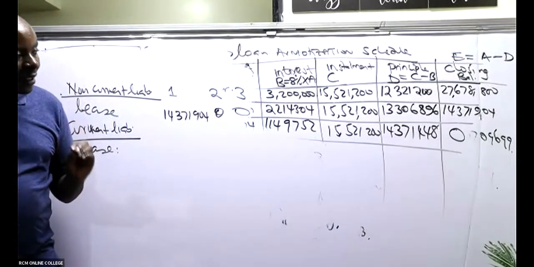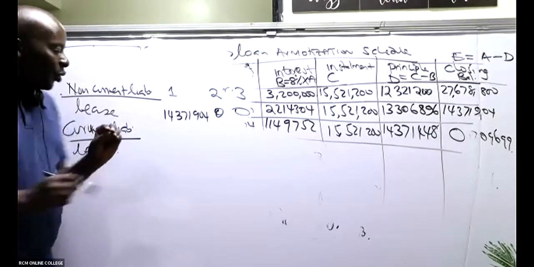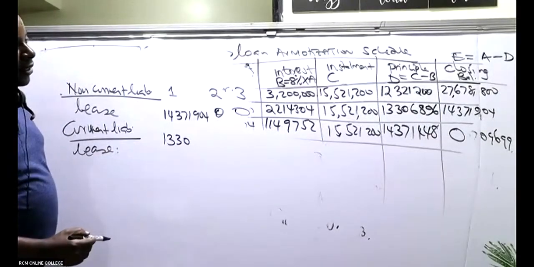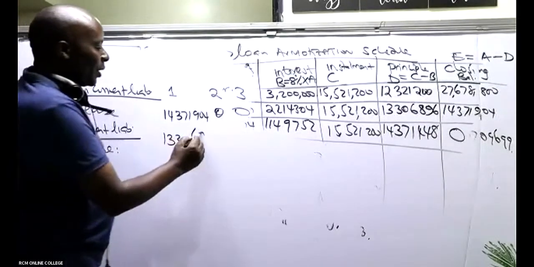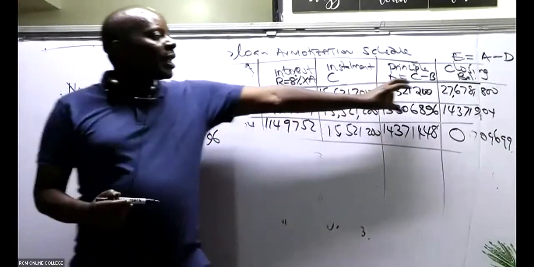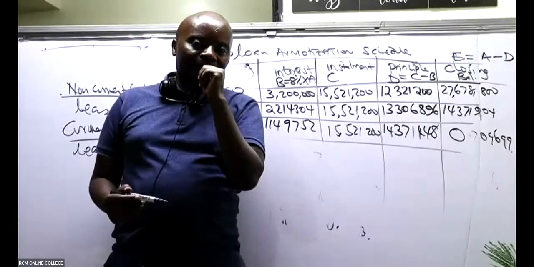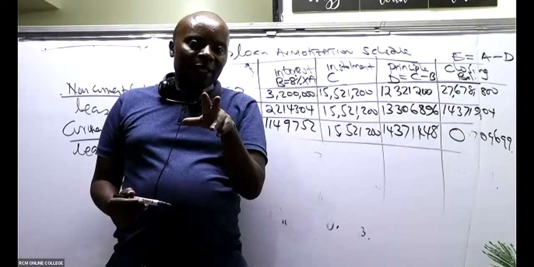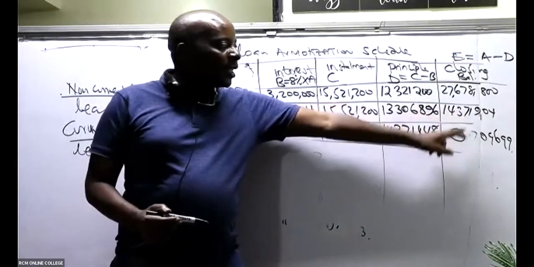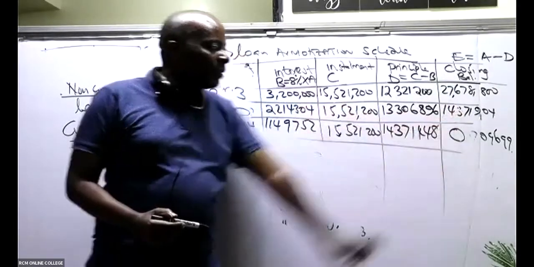Yeah, 13,306,896. So this that has been paid within the year is what is our current. And then again, to get the next current liability, you will consider this and this. So what was paid in between here? It will be this 14, something like that.